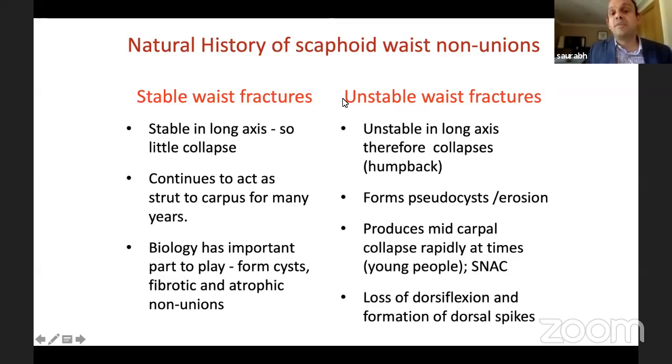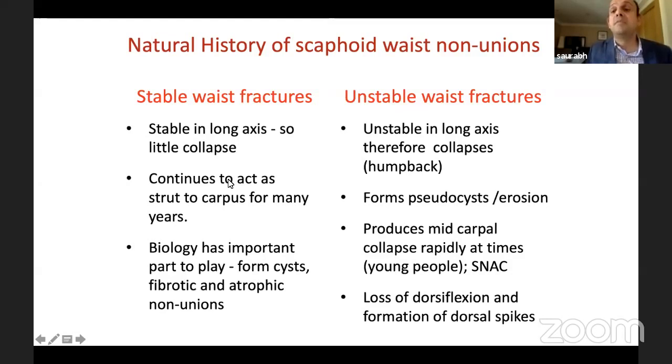The waist can be a stable waist or an unstable waist. Stable means the fracture is stable in the long axis, so the waist is able to take axial load. If it is able to take load, it will not have those classical humpbacks. It's not going to collapse. It may form some cysts because of hydrostatic pressure, and some fibrous non-union.